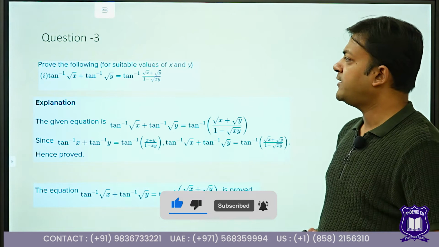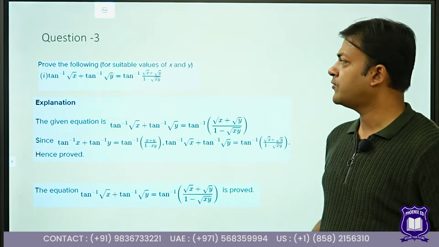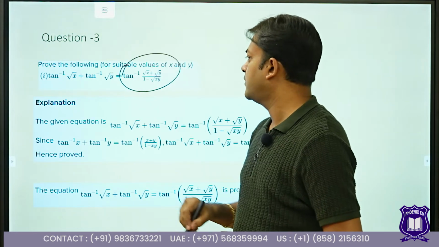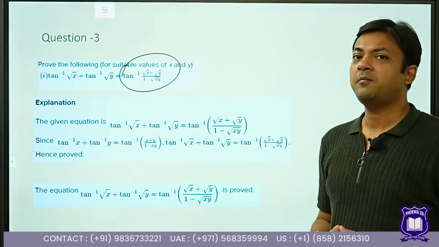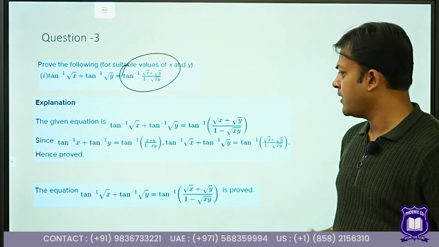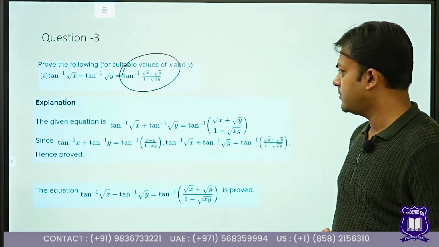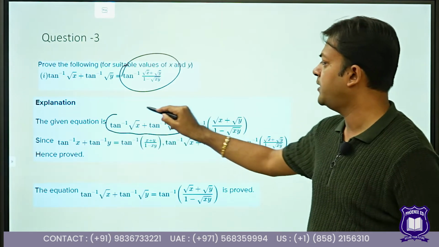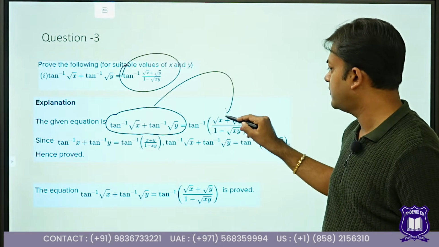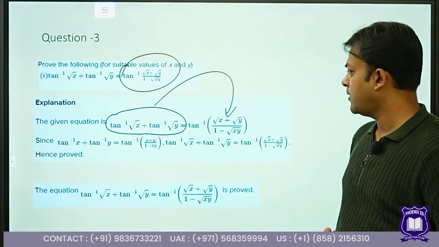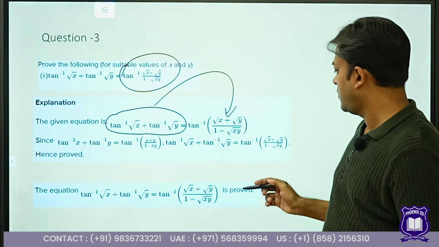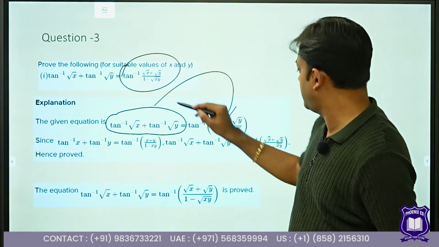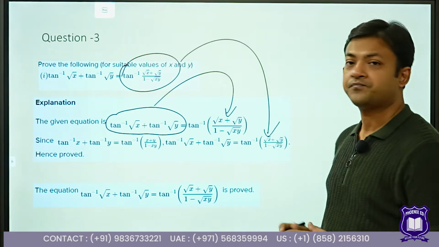We need to prove that tan inverse of root x plus tan inverse of root y is numerically equal to tan inverse of (root x plus root y) divided by (1 minus root x root y). In order to solve these problems, we need to first apply the formula of tan inverse a plus tan inverse b. We get this expression. Now, on simplifying, we can get the final answer.